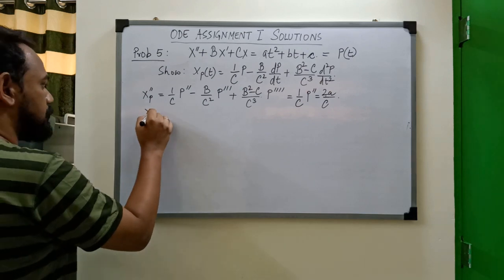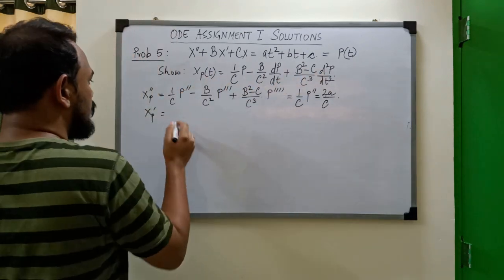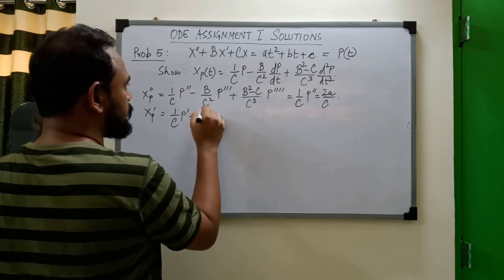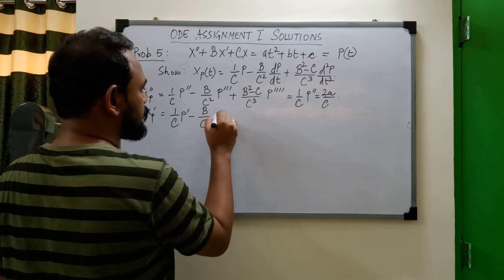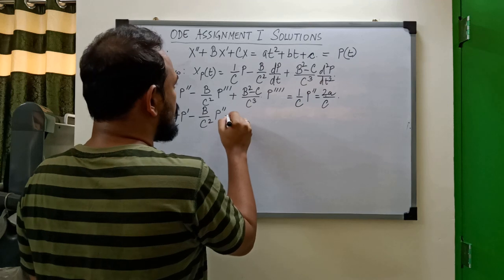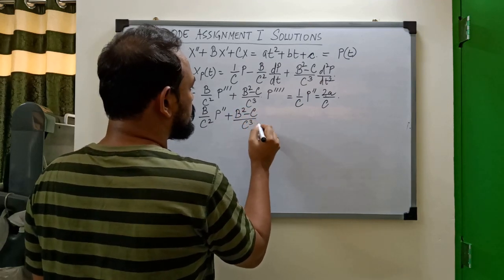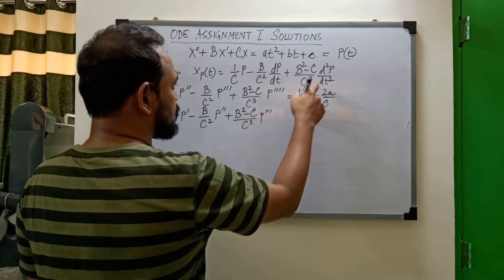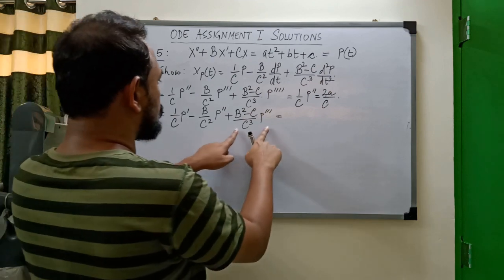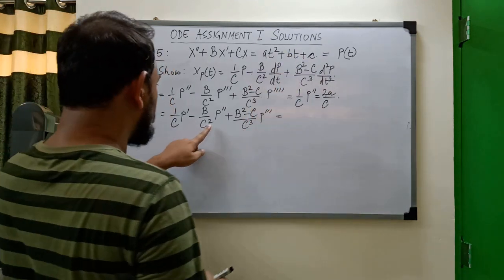All right, what's xp prime? Differentiating this once, I get 1 over c times p prime minus b over capital C square. Now p double prime, because once it has already been differentiated, plus b square minus capital C over C cube, triple differentiation, because this has already been differentiated twice really. And this one produces 0 because it is a triple differentiation of a second degree polynomial.